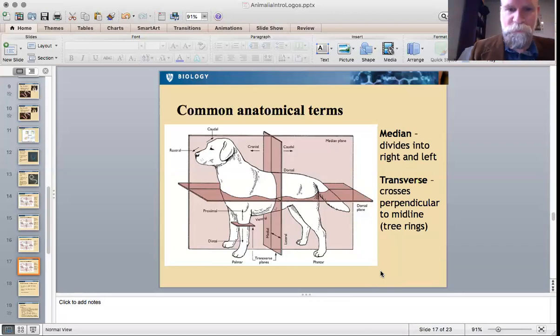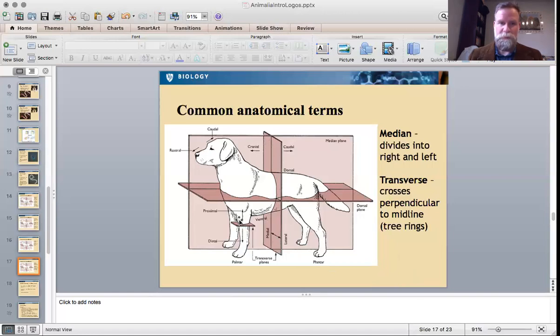Okay, and the transverse cuts on this creature, there are 2 transverse cuts that are shown. One is for the whole body. And so this is a transverse plane, right? It's perpendicular to the midline. There's the midline cut, and then right down the torso would be transverse.